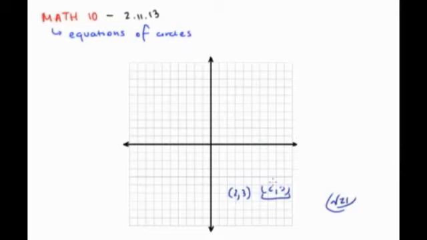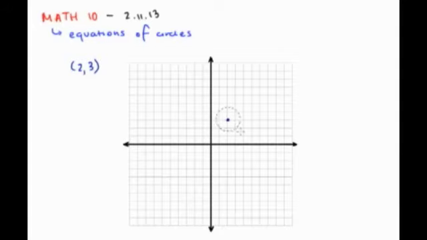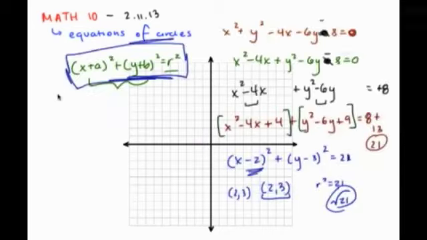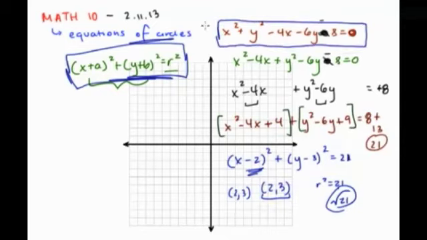So our center of our circle is 2, 3, and our radius is going to be somewhere between 4 and 5. So somewhere around there. And that is the graph of that circle that we did earlier. What is that? That is this right here. Cool.